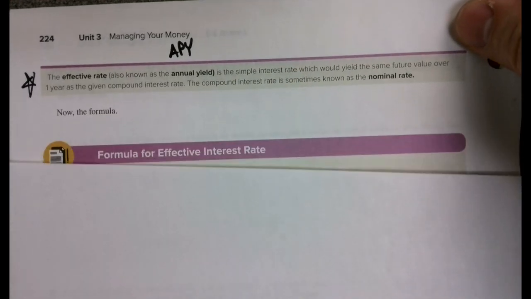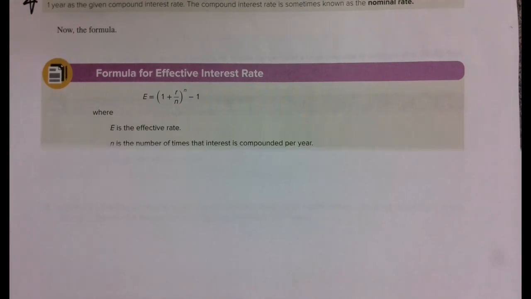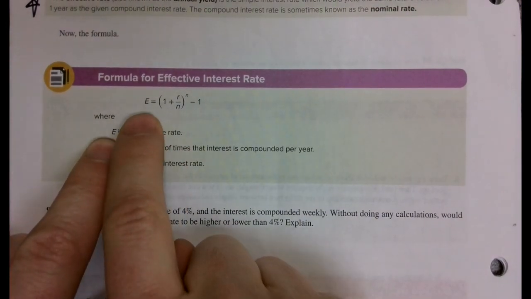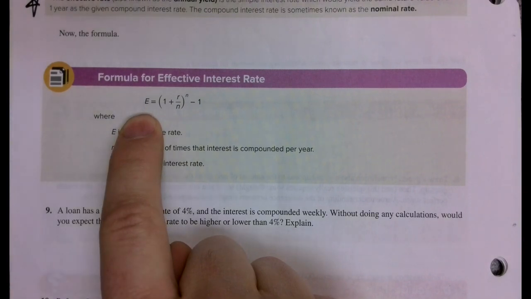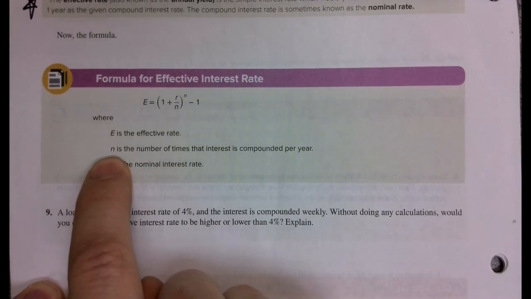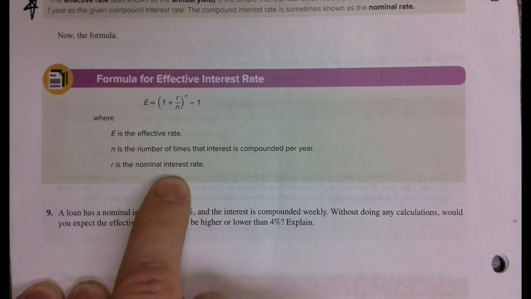All right, so here's the formula to convert it. And we've defined a few things here. E is the effective rate, so that's the simple interest rate equivalent to the given compound interest rate for a 1 year period. And then N and R are the same thing as before. N is the number of compounds per year, and R is the compound interest rate, or the rate.